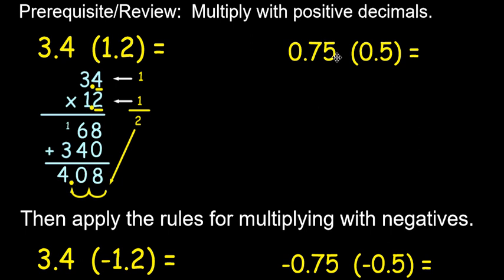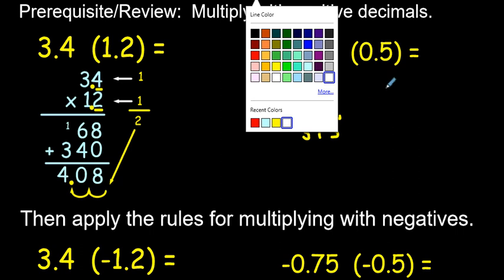So, simple problem here, 75 hundredths times 5 tenths. We would do the exact same thing when multiplying this problem. Multiply as if they are whole numbers. So I would just take 75 times 5. 5 times 5 is 25. I carry my 2. 5 times 7 is 35, plus 2 is 37. And then I add in those decimals.